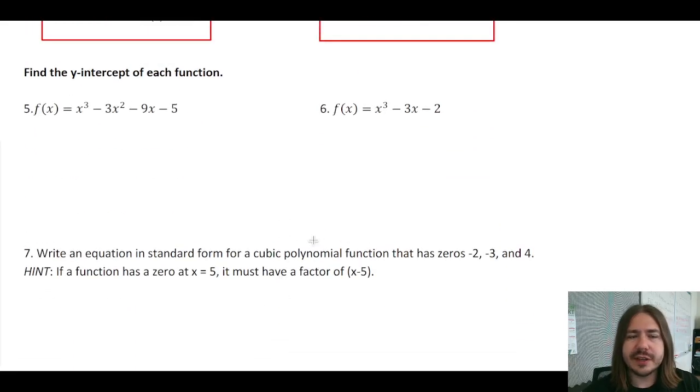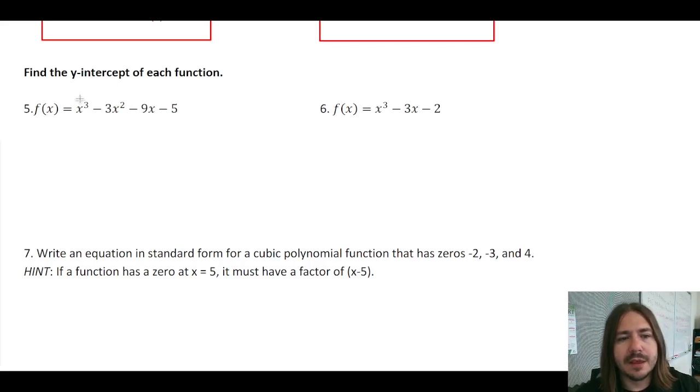The next section says find the y-intercept of each function. So the y-intercept is going to be the point where the graph is crossing the y-axis. There are 2 ways you can go about finding this. If it's not already in standard form, you're going to have to just plug in 0 everywhere you see x. No matter what the graph is doing, if it's crossing the y-axis, it's going to have an x value of 0. So it's safe to plug in 0 for x, evaluate the function, and that's going to be your y-intercept.